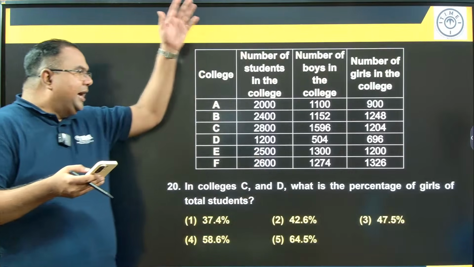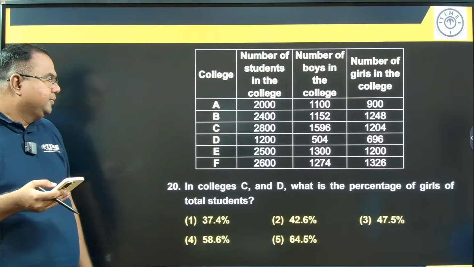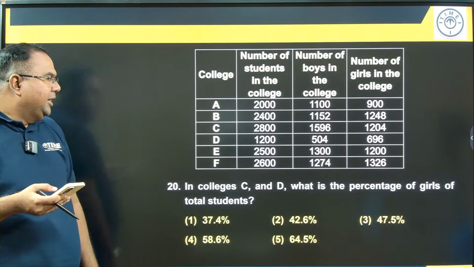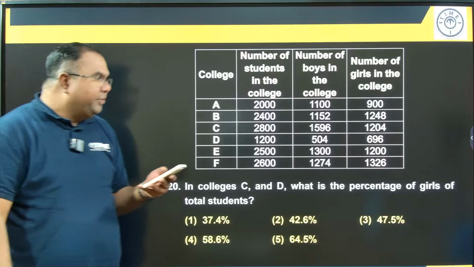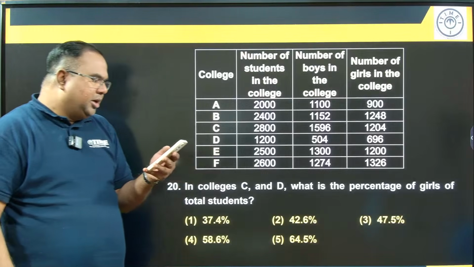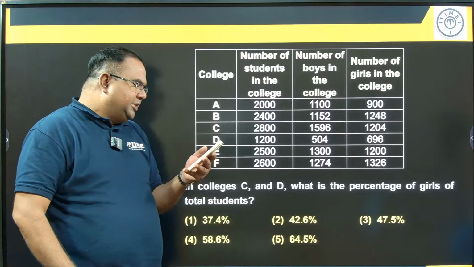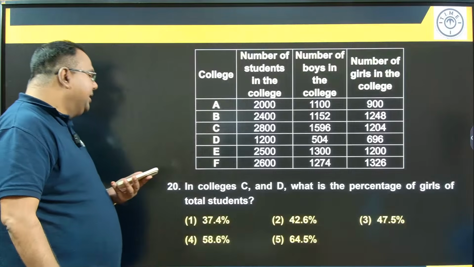I have given the entire data here. You just need to pick the data, solve it, and answer the question. In colleges C and D, what is the percentage of girls out of total students? Shiva Meena is saying fourth option. I think you need to check, Shiva. Just check, ma. Girls out of total students.